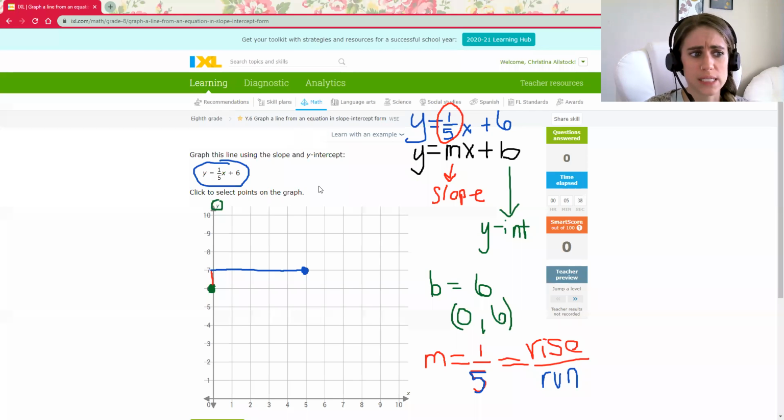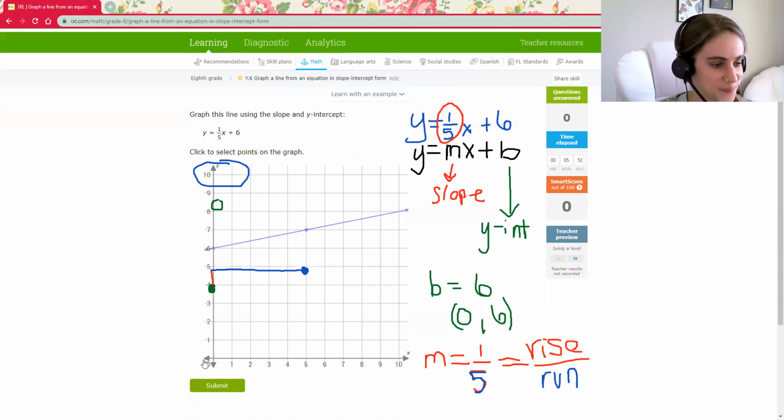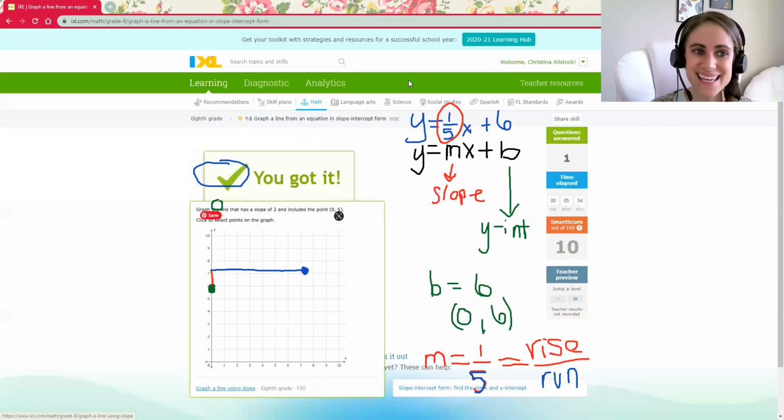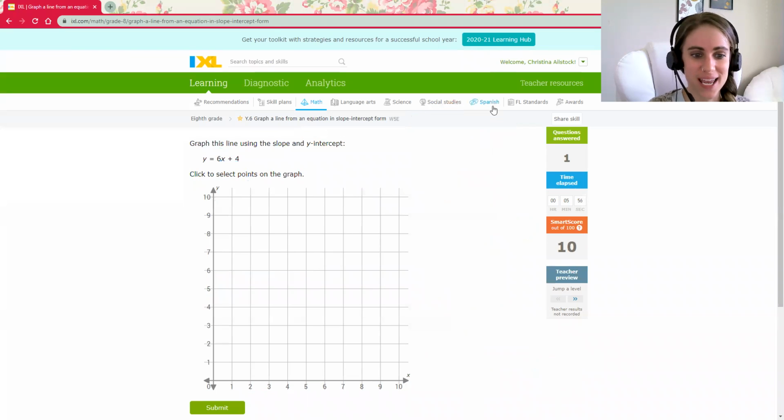Now let me switch and do this on IXL, because once I do, it's automatically going to draw the line for us. So I'm going to click and put my first point at 6 and my second point here, and ta-da, we have our line. All right, let's hit submit and see if it's right. It is, yay. All right, let's try another one.